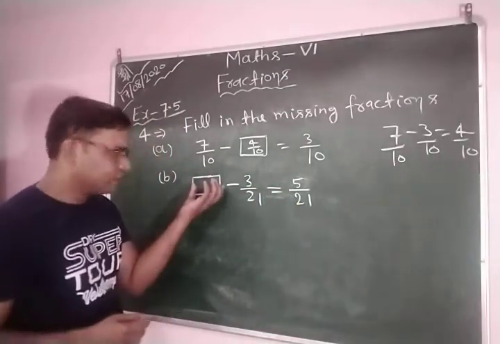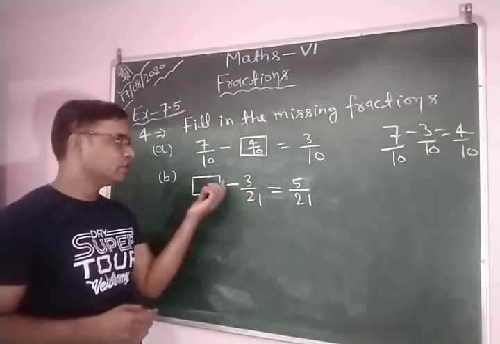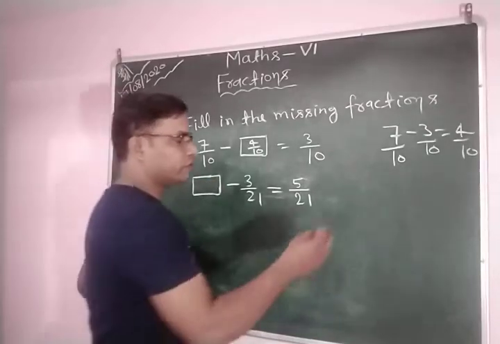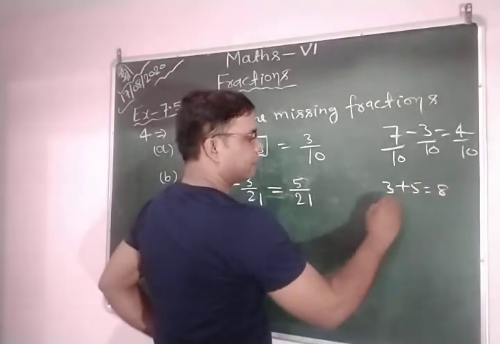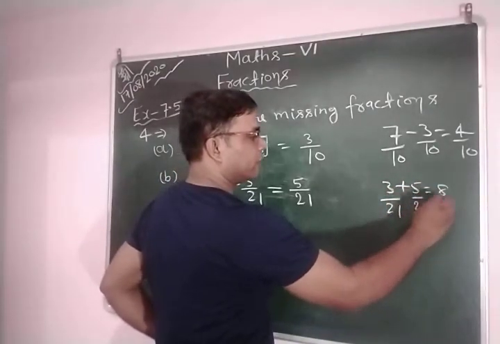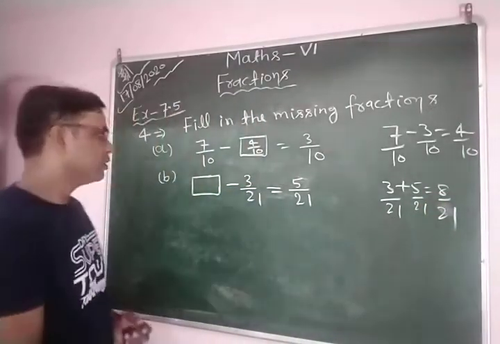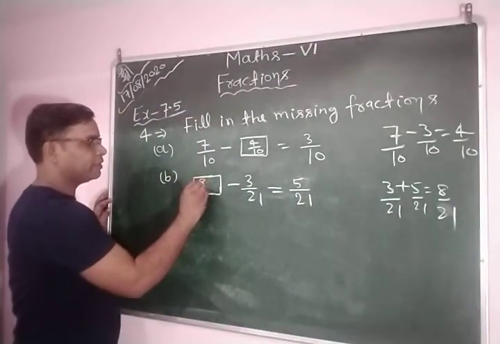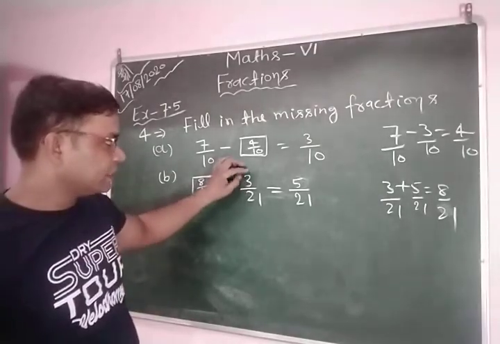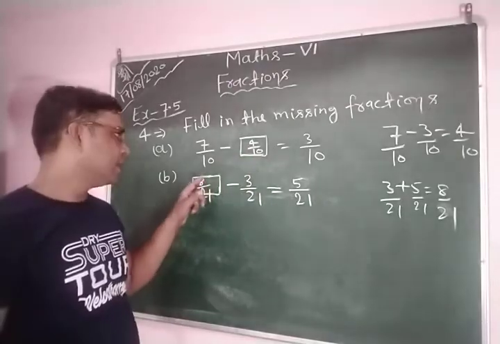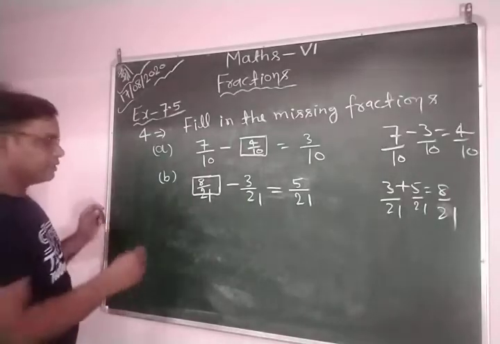So here this is a like fraction because here we have 3 by 21 and 5 by 21. So what is the fraction here? Just add them. 3 plus 5 is equal to 8. It means 3 by 21 plus 5 by 21 is equal to 8 by 21. So here you can write 8 by 21. Clear? For this case, we add 3 plus 5, we obtain 8, 8 by 21. Clear?